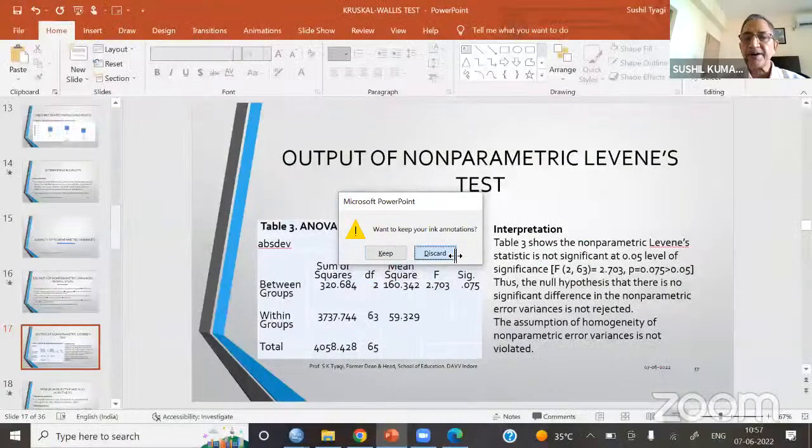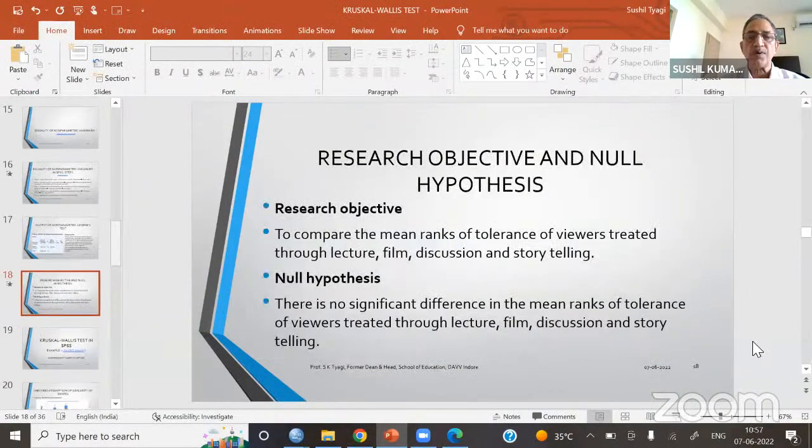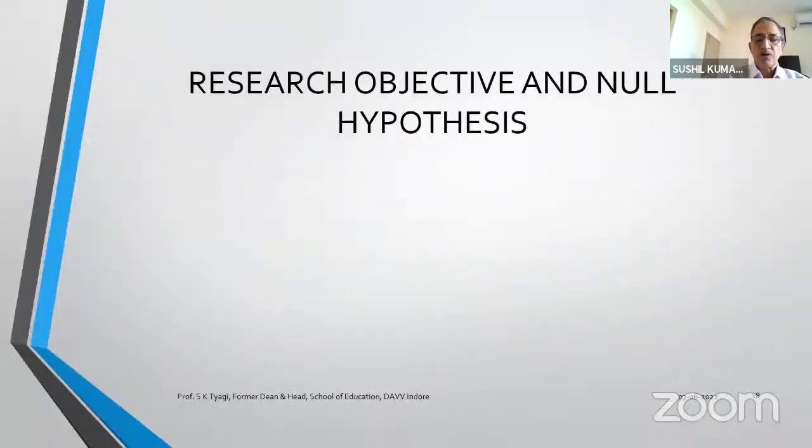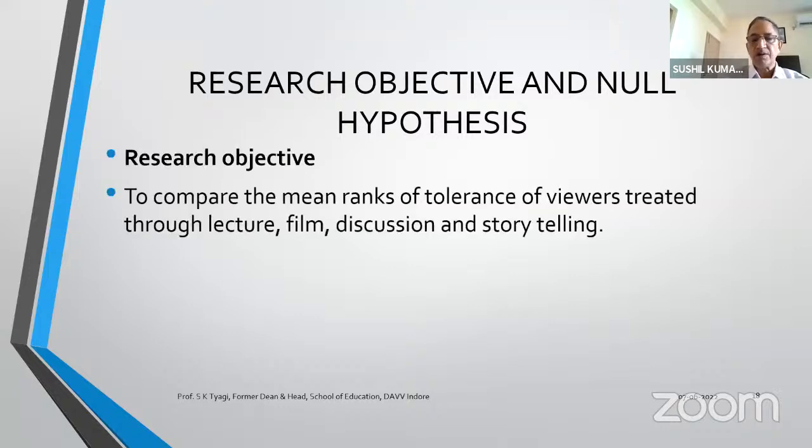So we can now perform non-parametric ANOVA. But before that, let us see how the research objective and null hypothesis are formulated for the Kruskal-Wallis test. For the Kruskal-Wallis test, we will write the objective like this: to compare the mean ranks of tolerance of viewers treated through lecture, film, discussion and storytelling.